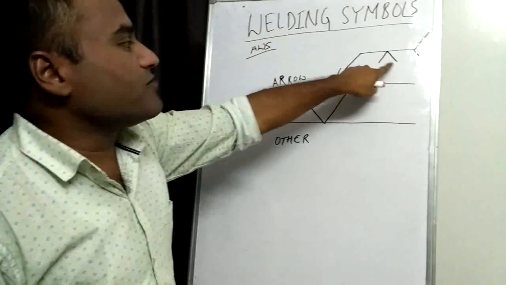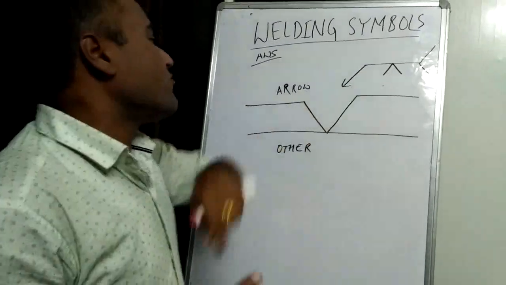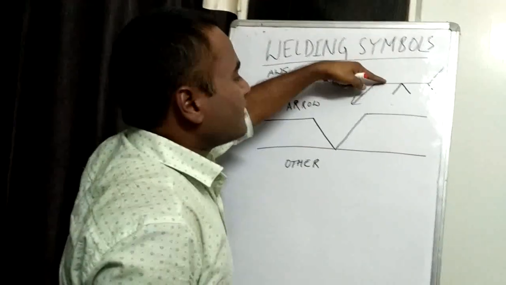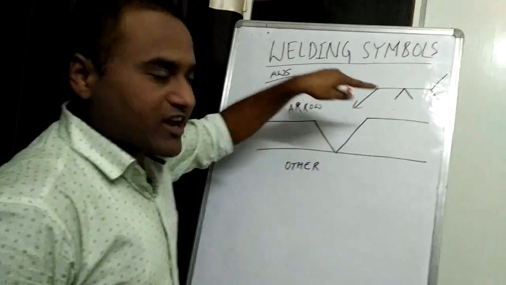For single V, this symbol is used. So for arrow side welding, this V symbol shall be given below the reference line as per AWS.